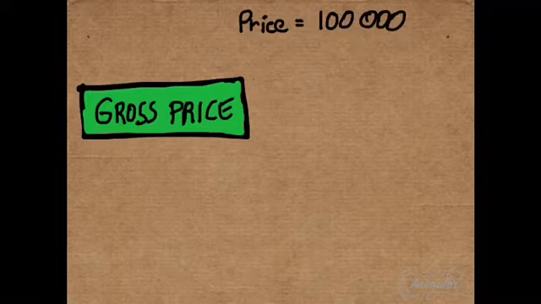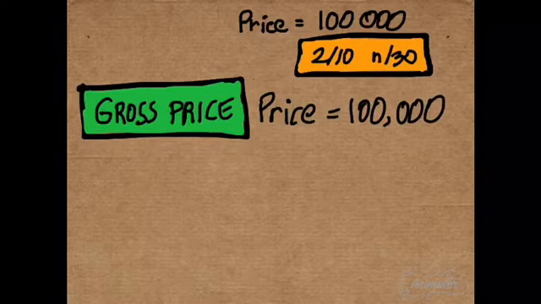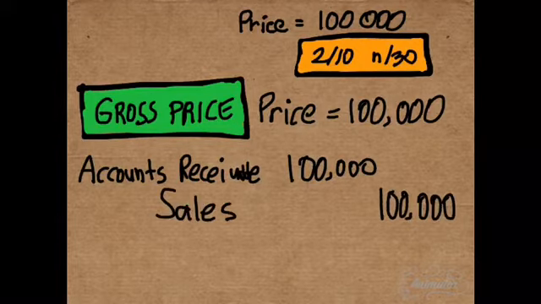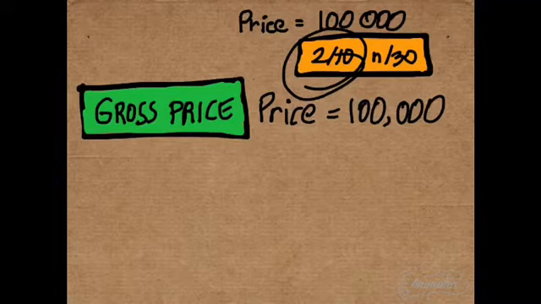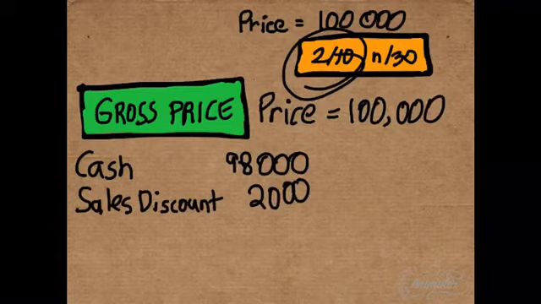Let's say you sell a car worth 100,000 under the gross price method with a cash discount of 2/10, n/30. Then your accounts receivable will be recognized in full. Our journal entry for this would be a debit to accounts receivable and a credit to sales for 100,000. If the customer pays within the discount period, which is within 10 days, our journal entry would be a debit to cash for 98,000, a debit to sales discount for 2,000, and a credit to accounts receivable for 100,000.